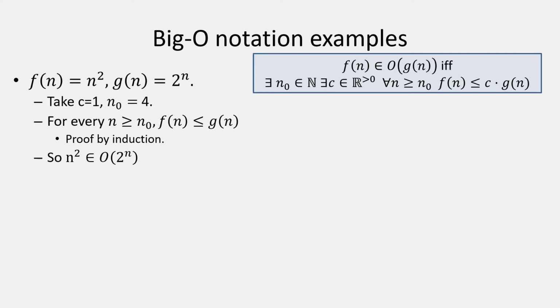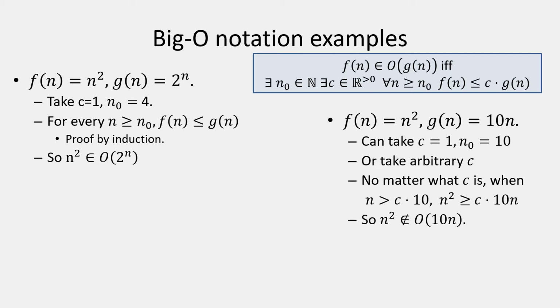And what that means is that f of n will be less than or equal to g of n, and in this case we didn't even need c. C was 1. We just said f of n is less than or equal to, well, 1 times g of n. So that proved to us that n squared is indeed in big O of 2 to the n, and 2 to the n grows faster than n squared.